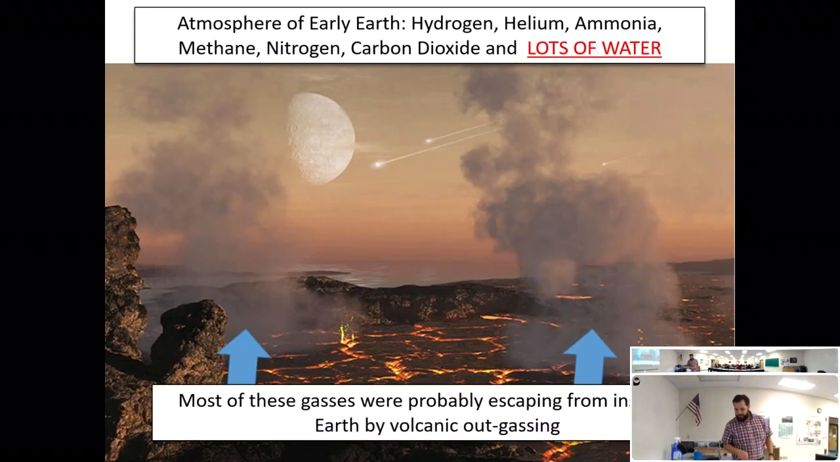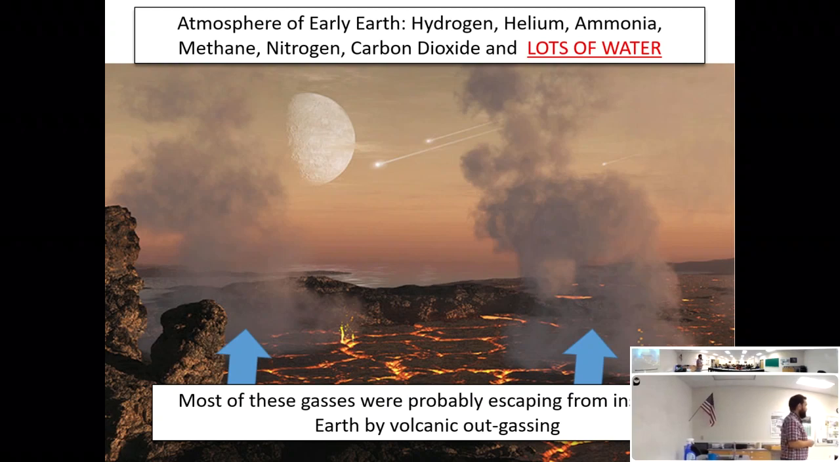Now, one last thing I want to talk about. What was the atmosphere like? That's the last question. When we started off, 4 billion years ago, what was the atmosphere like? Hydrogen, helium, ammonia, methane, a lot of nitrogen. You know that our atmosphere is 78% nitrogen, right? It's actually mostly nitrogen. So what you're breathing in and out at any given time is mostly nitrogen.